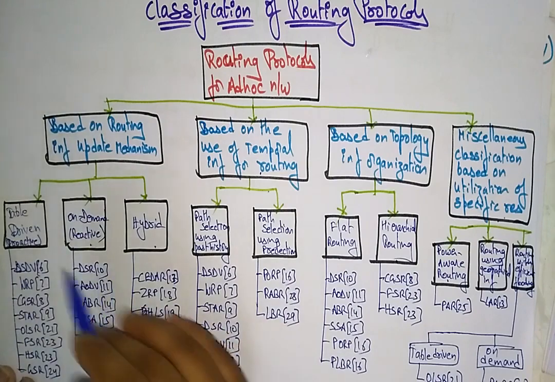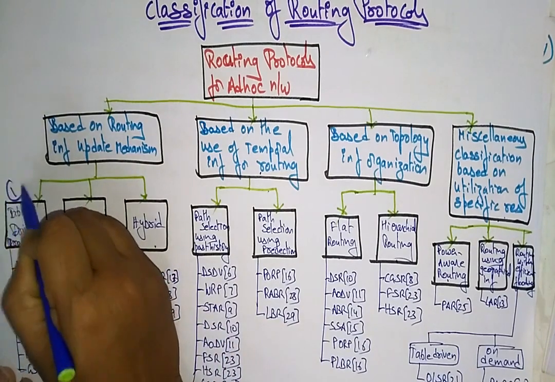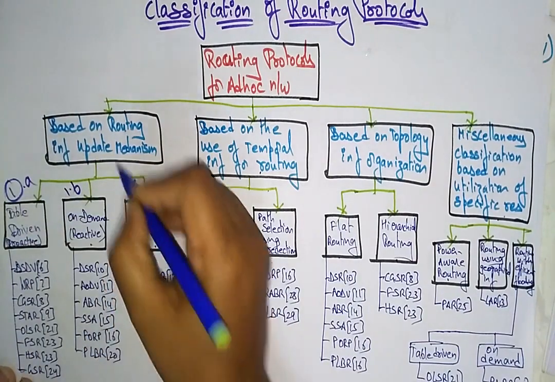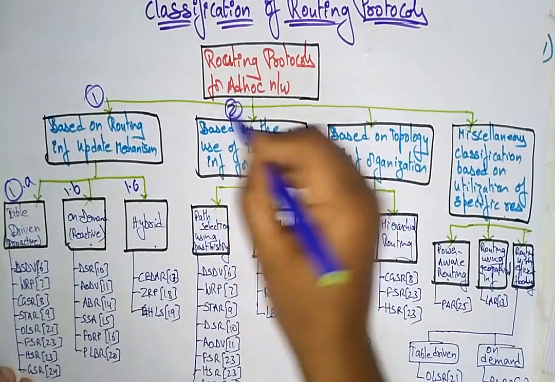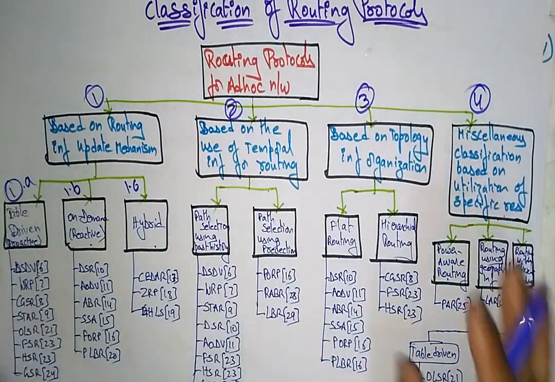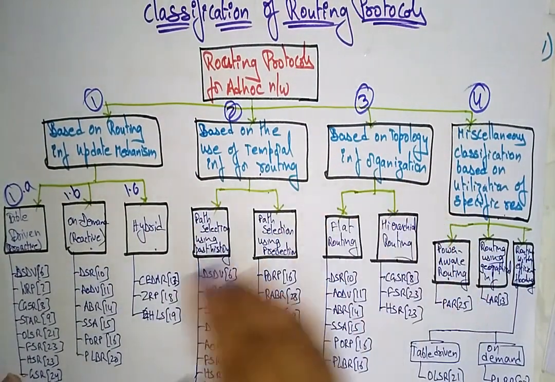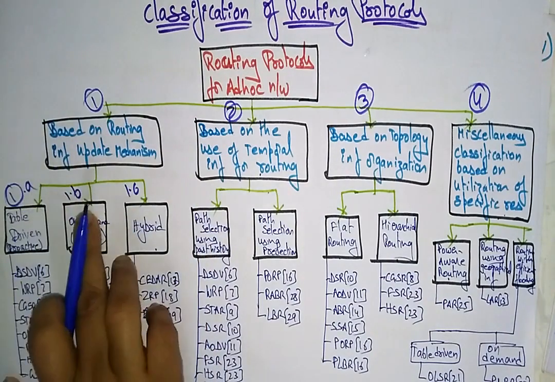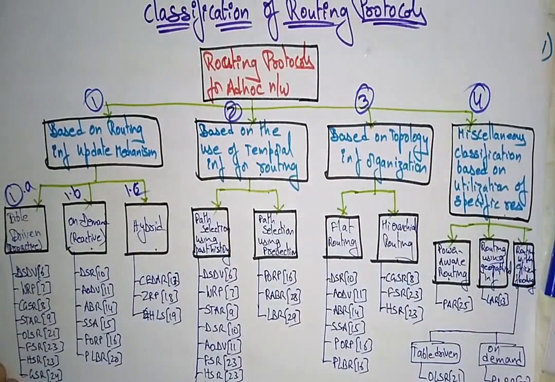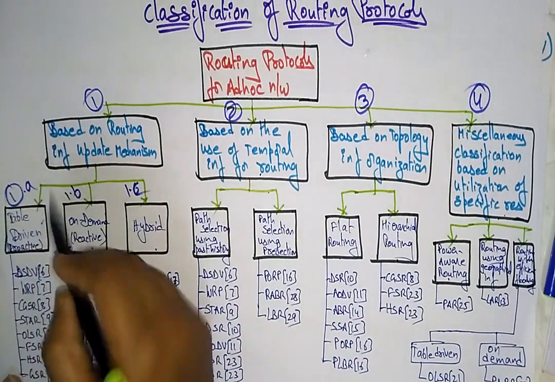So first, let me take this first one. Let me call them 1A, 1B, 1C. So this is 1, and this is 2, 3, 4. To avoid confusion, I'm just taking these numbers, and they relate to 1A, 1B, 1C. Okay, so we discuss this 1A, that is the table driven proactive.